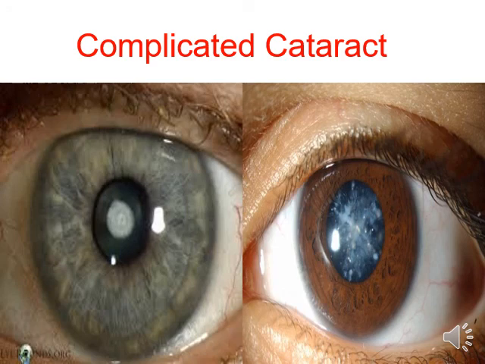The eye to the right shows anterior polar cataract, and the eye to the left shows snowflake cataract complicating diabetes.